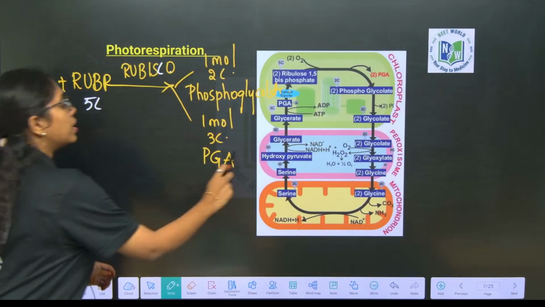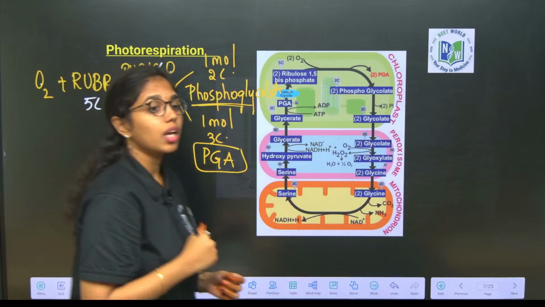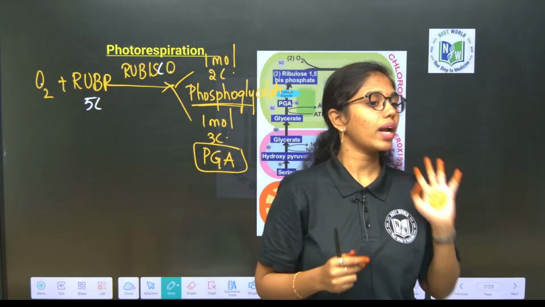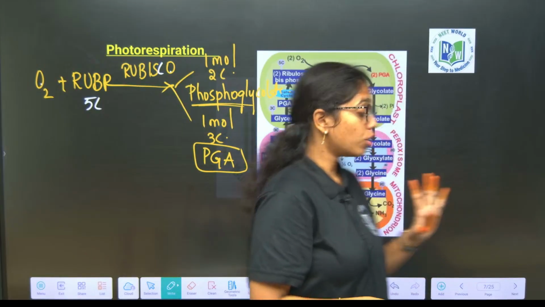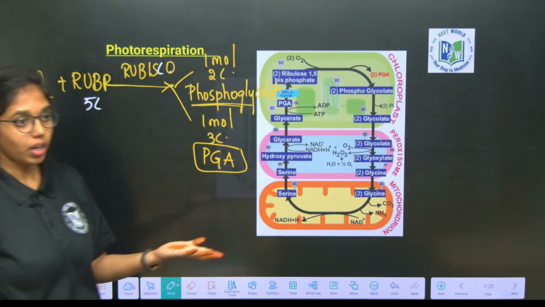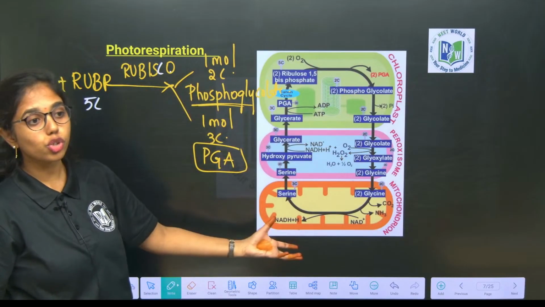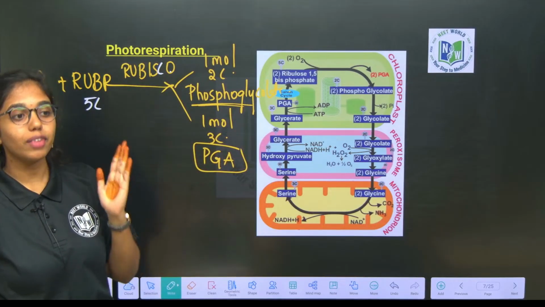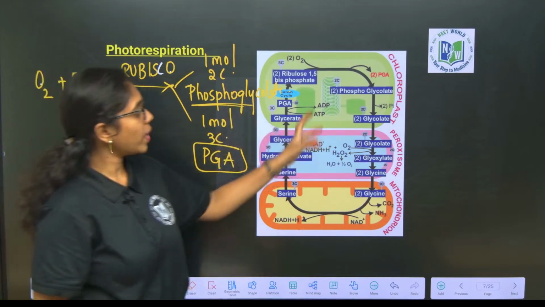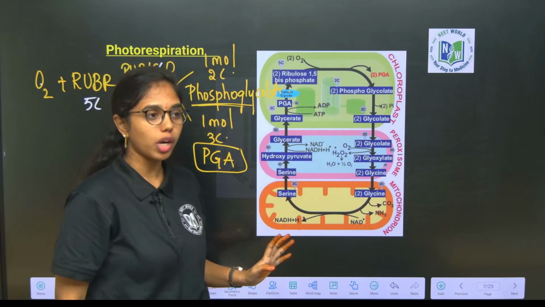So these two will be formed, but the second step, that is reduction, will not be operated if there is only one PGA. 2 PGA are a must to run the cycle. To generate one more PGA, it has to travel across 3 organelles, utilize so much energy, oxygen is utilized, and carbon dioxide is released. As this huge process is happening, this is said to be a wasteful process.